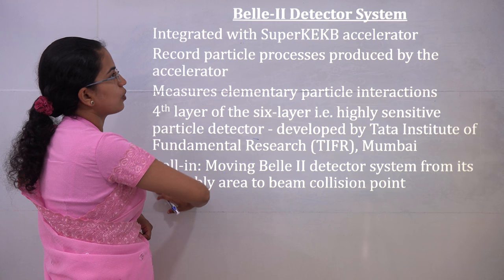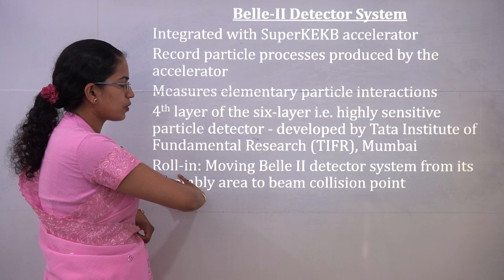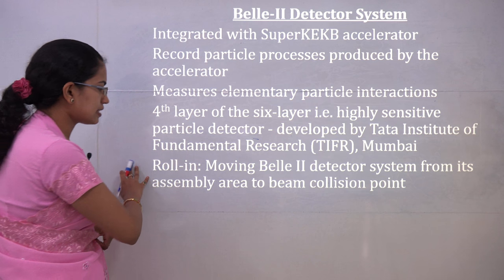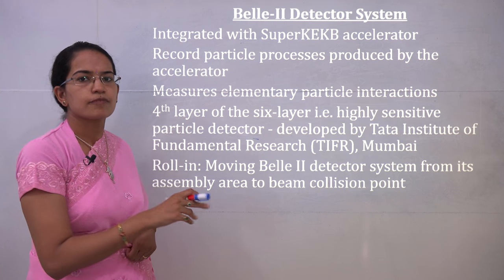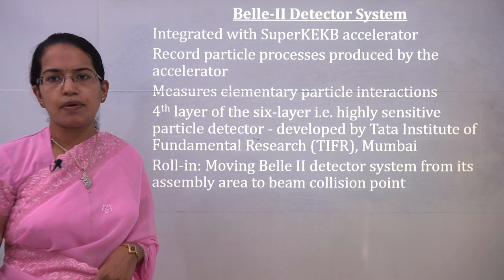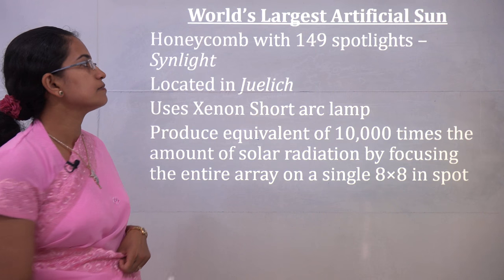The next is the roll-in process in Belle-II. Now, roll-in is the moving of the Belle-II detector system from its assembly area to the collision point, and that is again very important to understand. So all the particle interactions are studied under this.